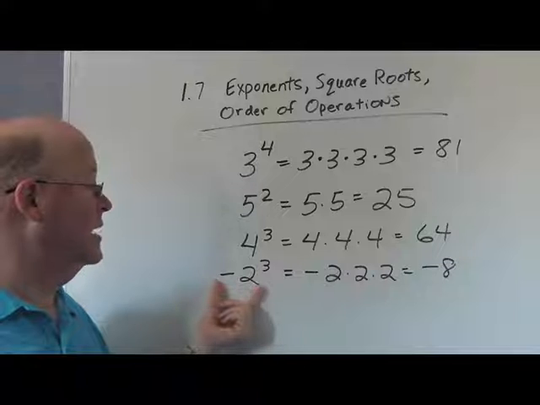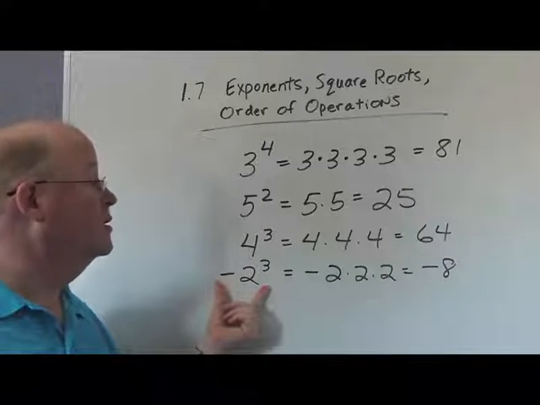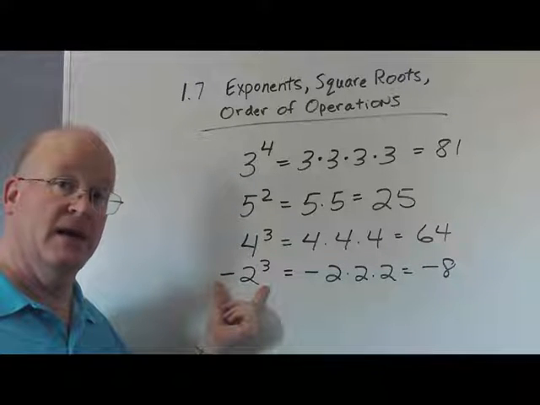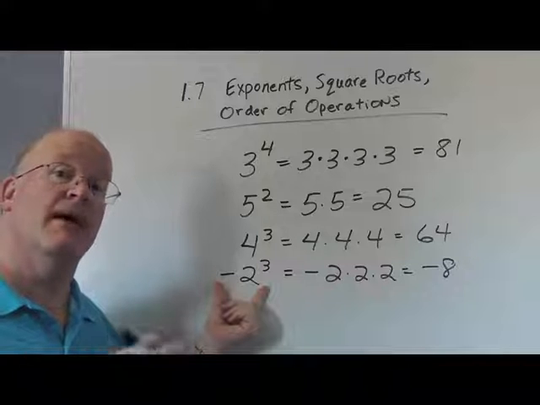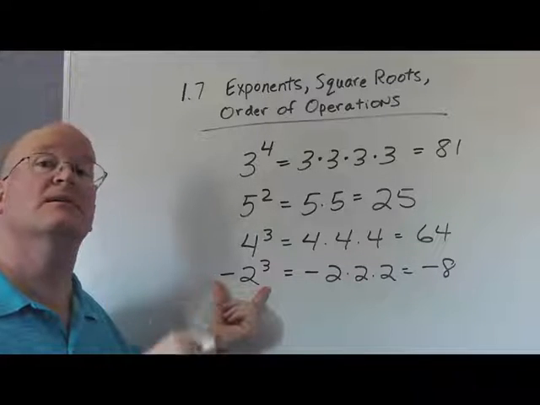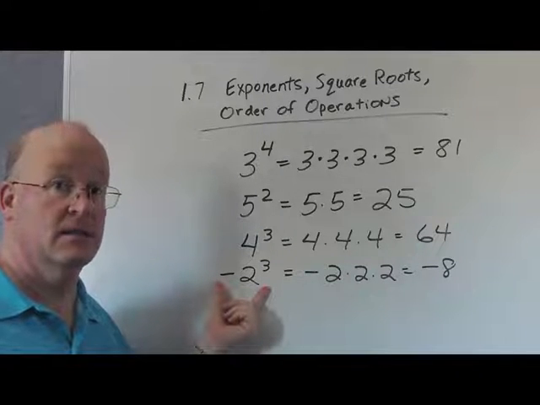If you wanted it to be negative 2 times negative 2 times negative 2, you would have to put parentheses around that negative 2. And I'm going to make that a big point when we get towards the end of the course and we start talking about signed numbers.